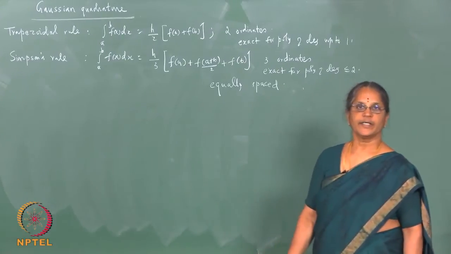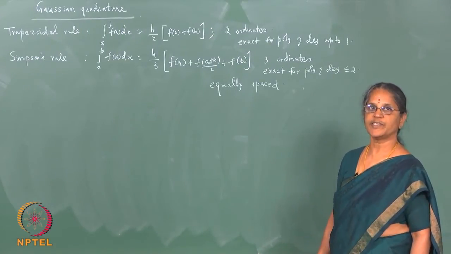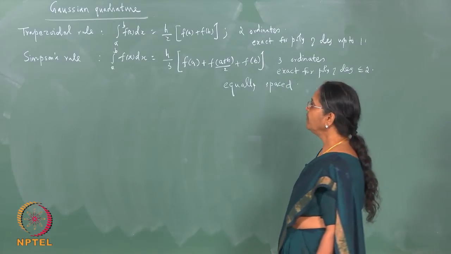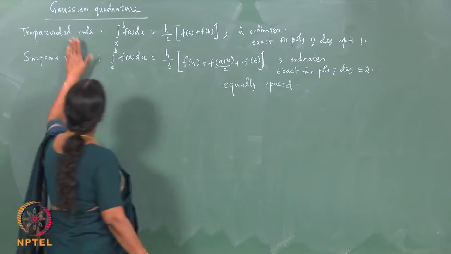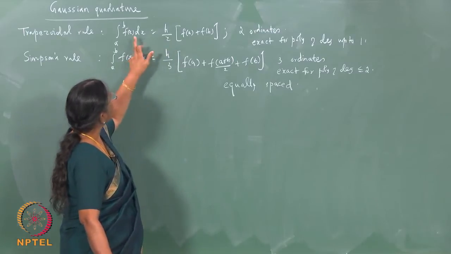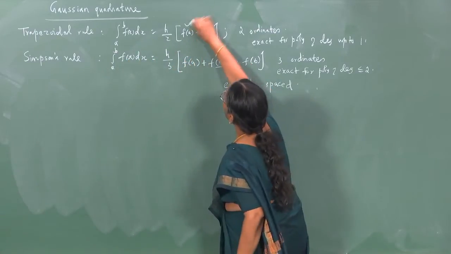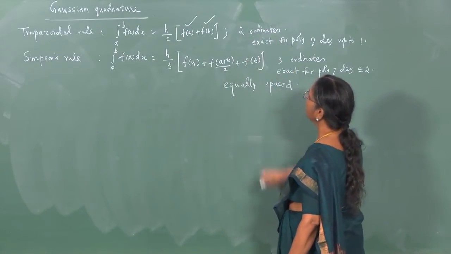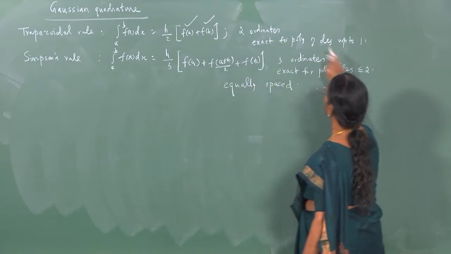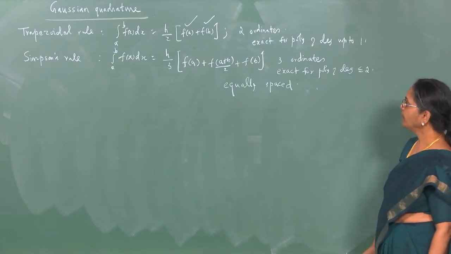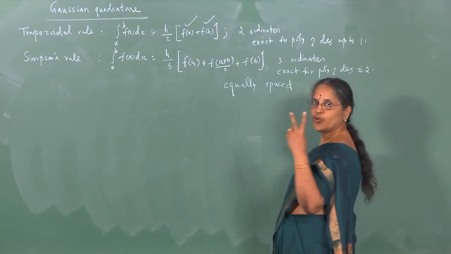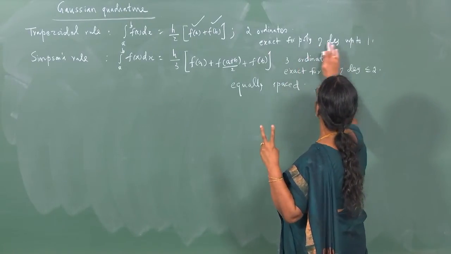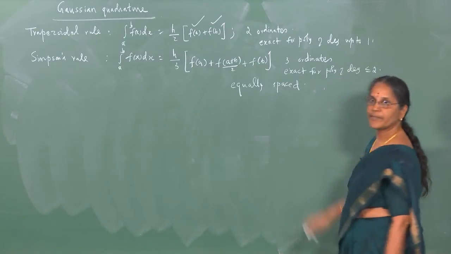So, let us now discuss another numerical method which is called Gaussian quadrature. In deriving trapezoidal rule and Simpson's rule, we observed that trapezoidal rule involved function evaluation at 2 points. So, there are 2 ordinates which have to be computed, and the method is exact for polynomials of degree up to 1.